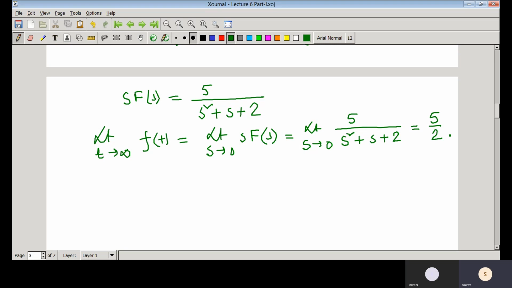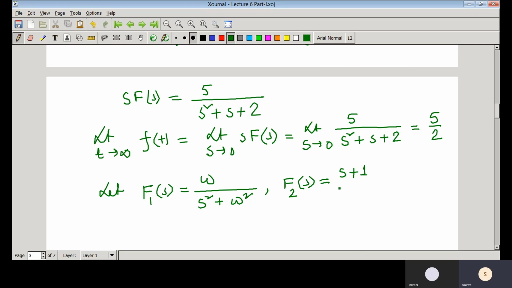So let us take another example. Suppose F(s) is given: F1(s) is omega by s square plus omega square, or for F(s) you have another function. So this is F1(s), this is F2(s), and this one is equal to (s plus 1) divided by s into (s minus 2).